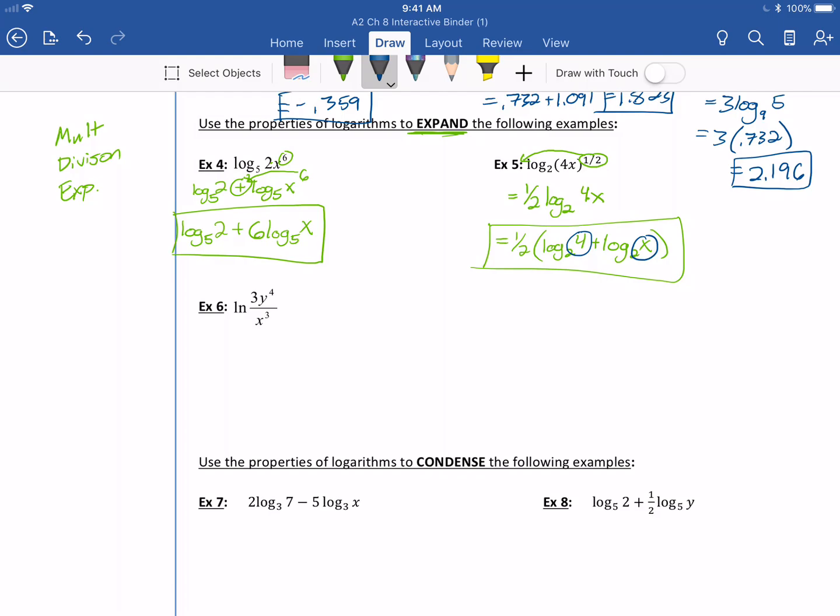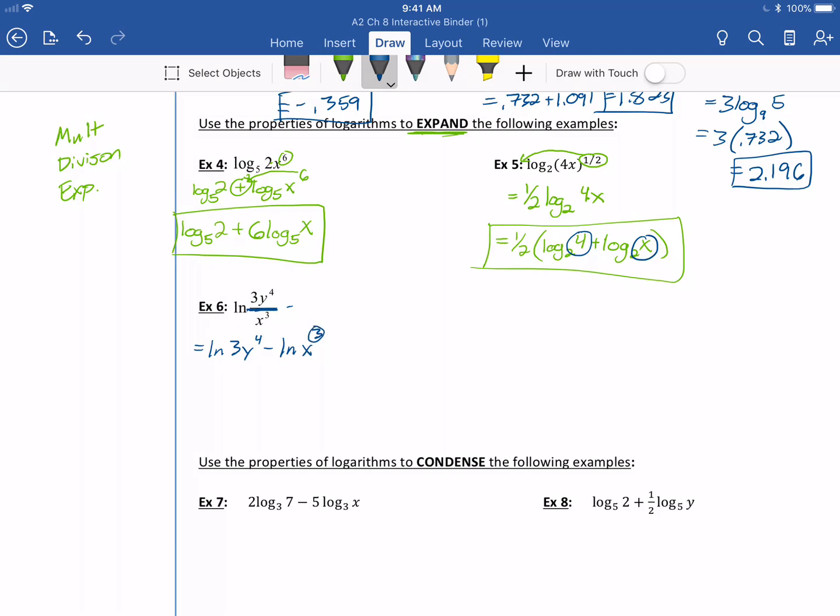The first thing I see in number 6 is this division sign. All right, and you can use these ln's just the same way as we do logs, and that's okay. So now I have the ln of 3y to the 4th minus the ln of x to the third. Because remember, division means that you subtract. Okay, so now I can break these guys apart.